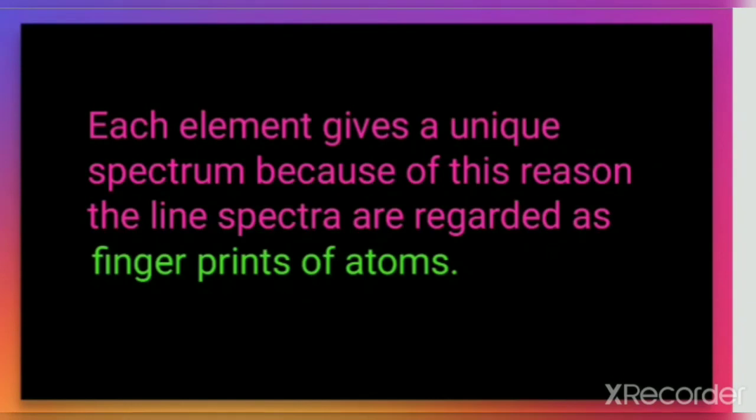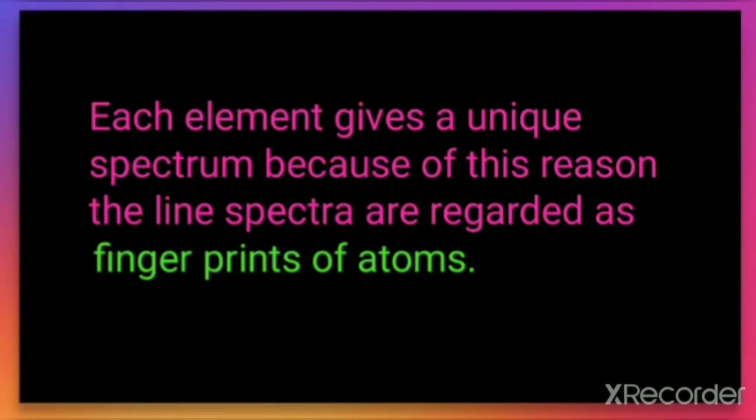Because of this reason, line spectra are regarded as the fingerprint of atoms. As the fingerprint of each person differs from others, similarly the atomic spectrum of each and every element is unique. Because of this, if we want to find which atom a substance is made of, it is easy to find its spectrum and compare it with the given spectrum. So we can easily find that the substance is of a particular element.